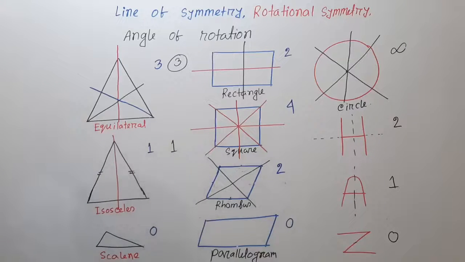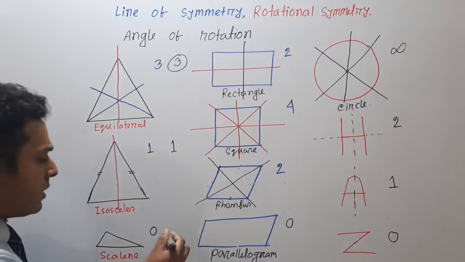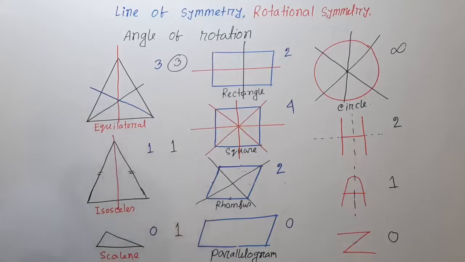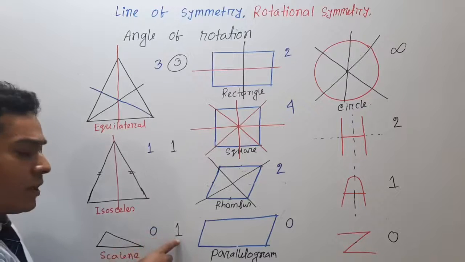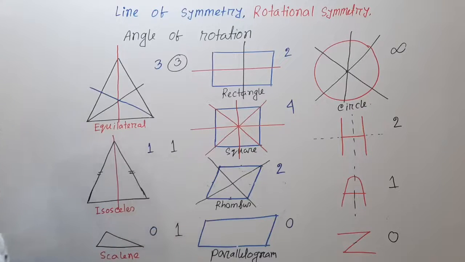Okay, for the scalene triangle the rotation is also 1, because you can rotate any way, but the original shape will be changed. That's why it has an order of rotation of 1. The original shape returns only after 360 degrees, so it has no rotational symmetry.